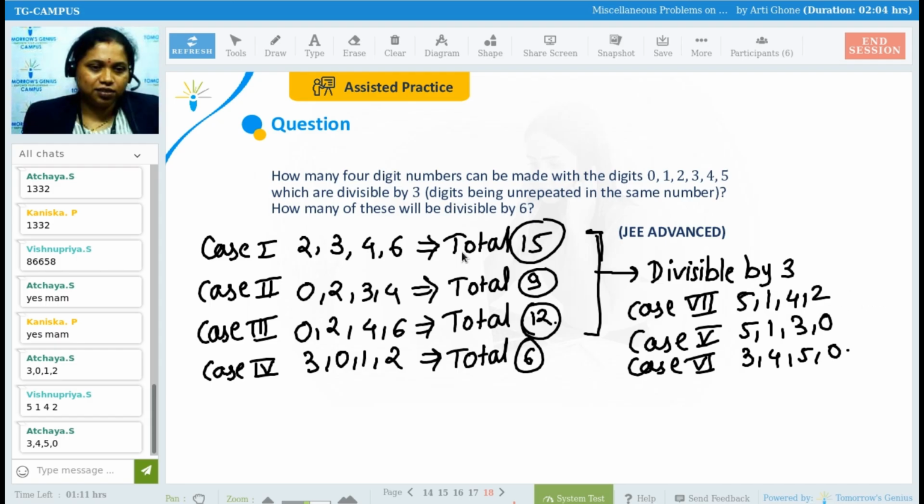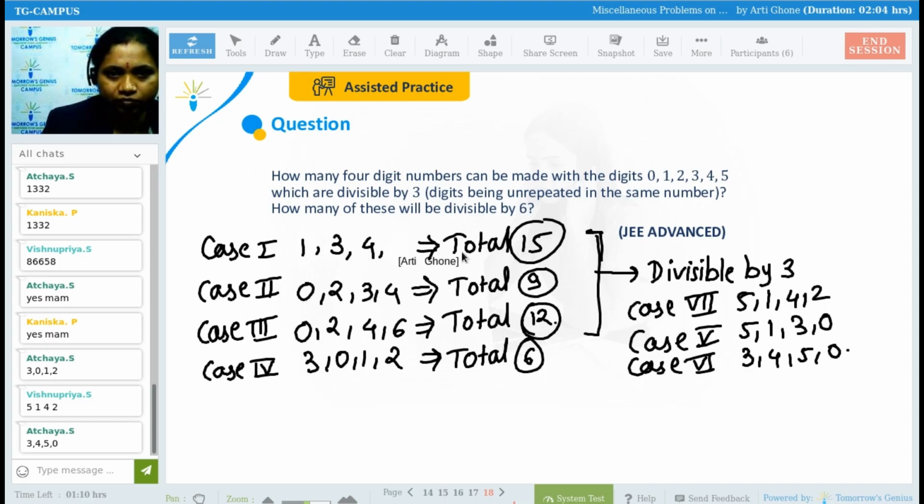Is there any other case? 3450. 3450 done, no? Don't repeat the cases. 0, 3, 1, 2. 3012 done. 5142. Now the first case is not acceptable as per Kanishka's opinion. Obviously it is not acceptable. So I'll change it over here. 1 and 5.